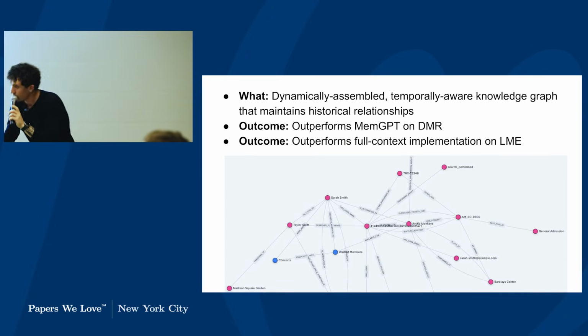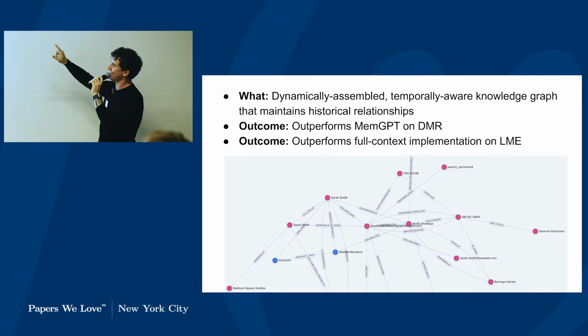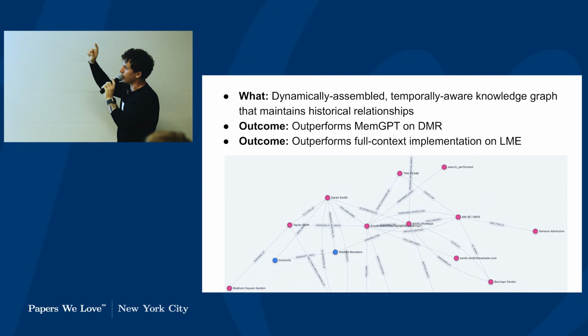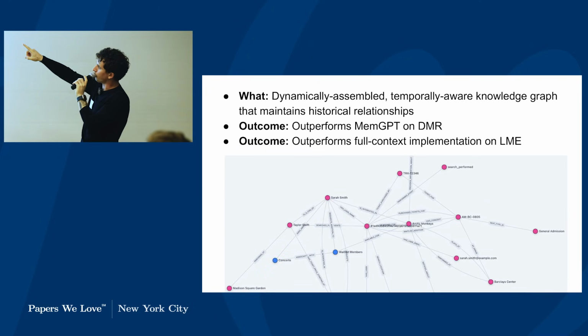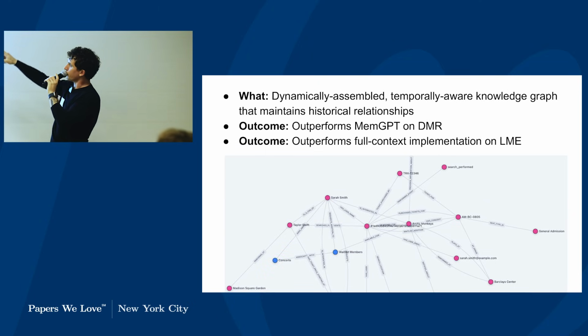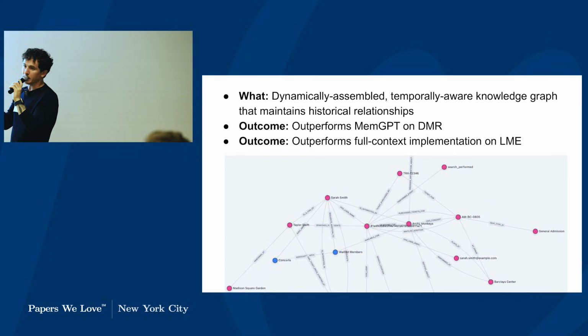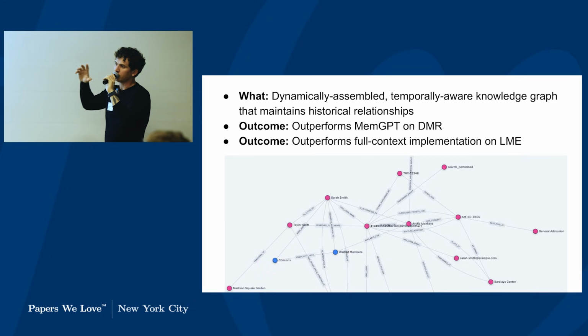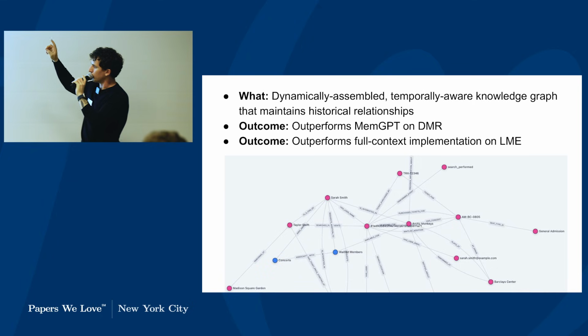So first section, actually we're going to continue with the abstract for a second. Basically the what here is it's a dynamically assembled, temporally aware knowledge graph that maintains historical relationships. We talked a little bit about that. And we've got two outcomes. We're outperforming MemGPT on the DMR and outperforming full context implementation on the LME. Full context implementation is really important. Essentially, this is context window stuffing. You're taking your entire AI memory and putting it in the context window, as opposed to building a system outside the context window that smartly hydrates the context window with a smaller subset of tokens. So we're going to focus on that later in the talk.